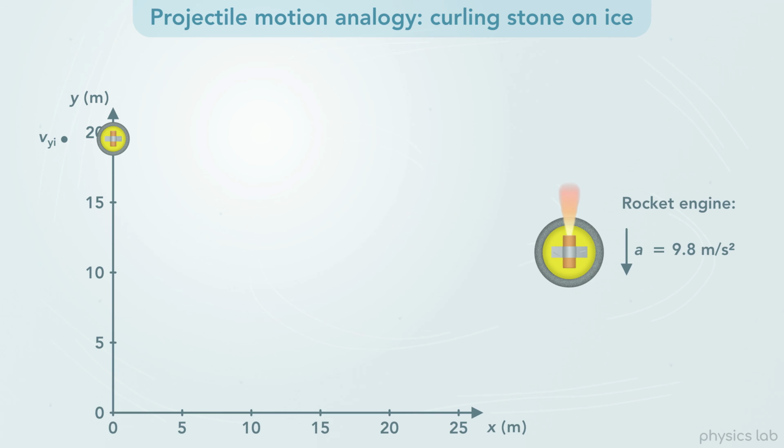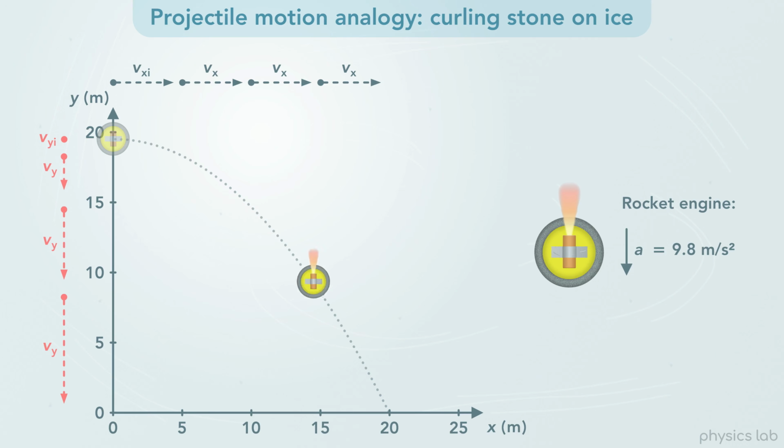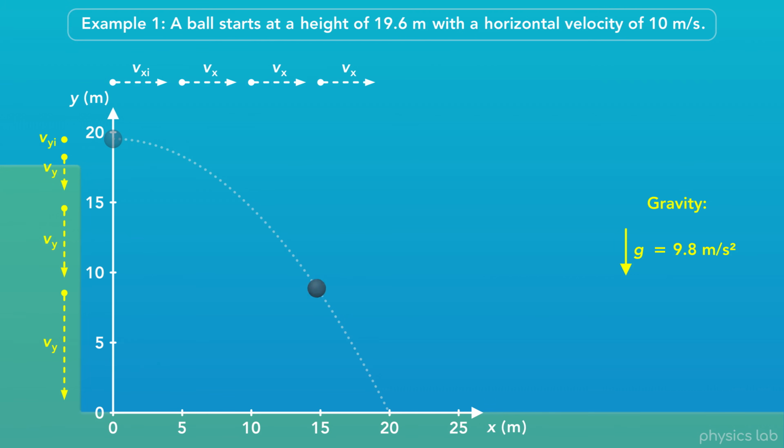Now, what if we light the engine and, at the same time, we give the stone a push in the x direction? Now the stone follows this curved path, which is a combination of a constant velocity in the x direction and acceleration in the y direction. In this example, the acceleration is caused by the rocket engine. In projectile motion, the acceleration is caused by gravity.